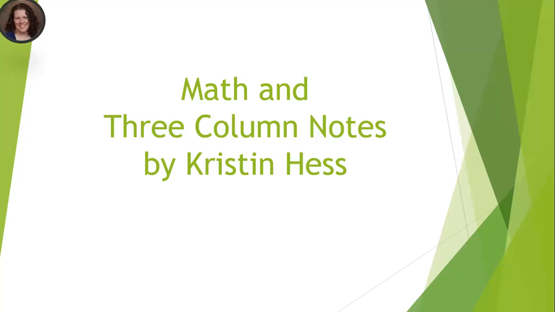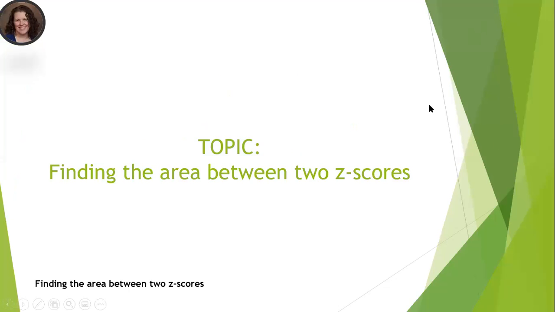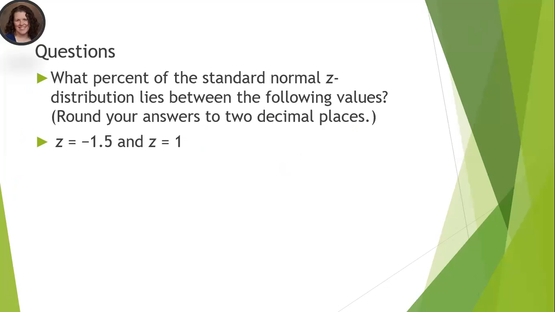I'm going to use 3-column notes to talk about our math concept for today. We're going to talk about finding the area between two z-scores. Our question is specifically looking to find the area between z equals negative 1.5 and z equals 1.